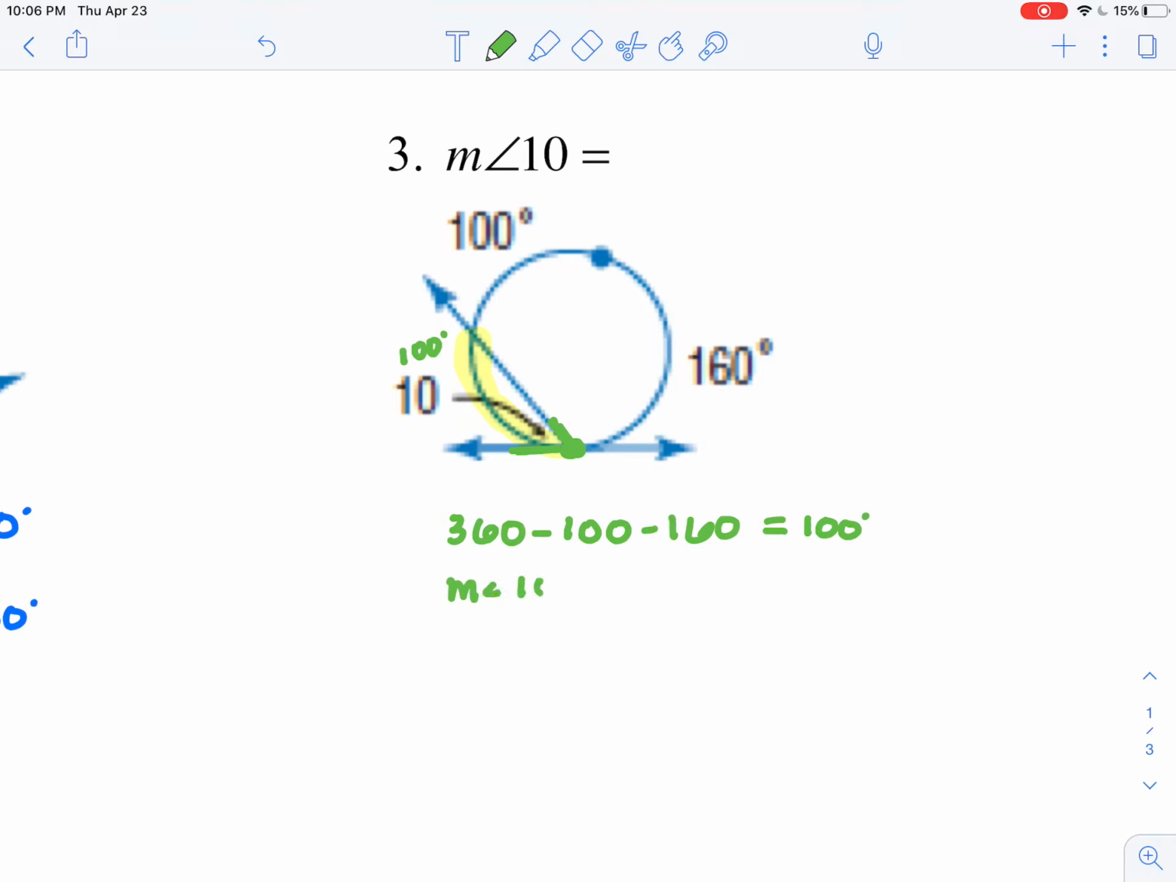And then angle 10 is half of its intercepted arc. So half of 100 means that angle 10 is 50 degrees.